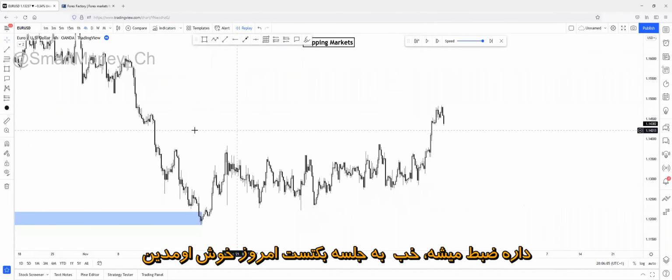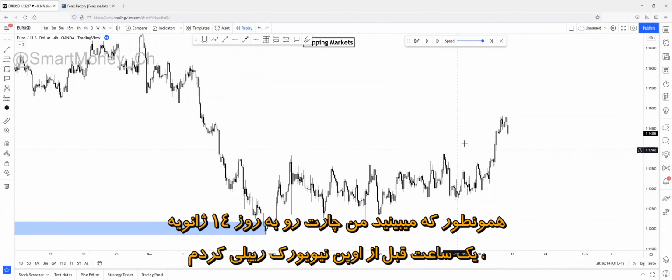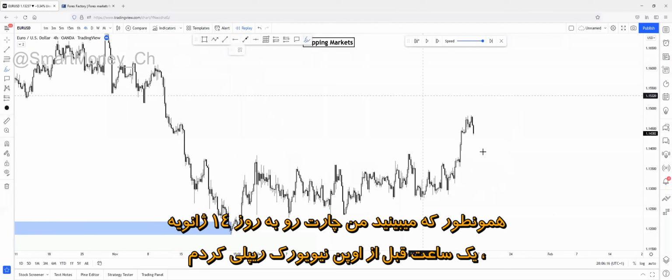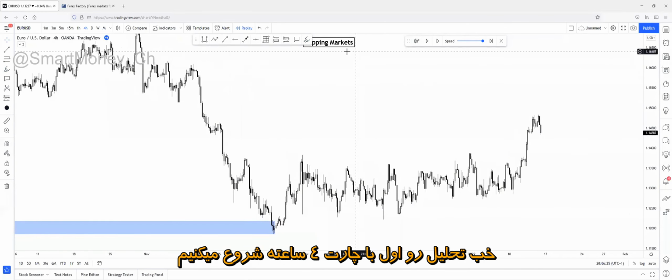Hello guys, this will be today's backtesting session, and I generated the number 14 for the backtesting, and this will be the backtesting of 14th of January in New York session. As you can see, I've already replayed the chart for the 14th of January, 1 hour before New York session opens. And let's analyze the chart on the 4-hour chart firstly.